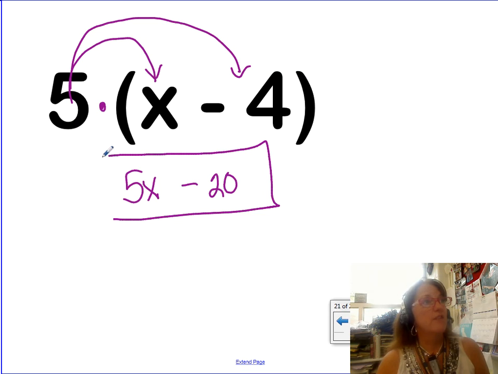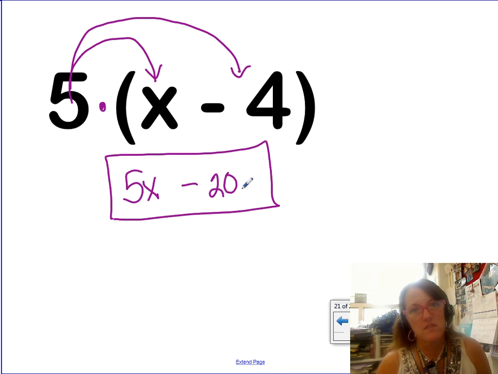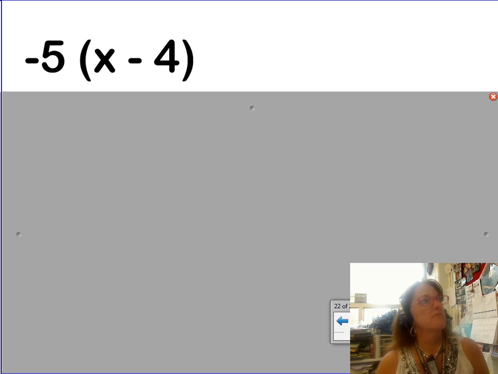Now, I've gotten rid of the parentheses. I distributed this multiplying by 5 through each term, and now the parentheses are gone. Yes, I can't combine 5x and 20 because they don't have the same variable. This has no variable. This is a constant. So done. That's all you got to do.